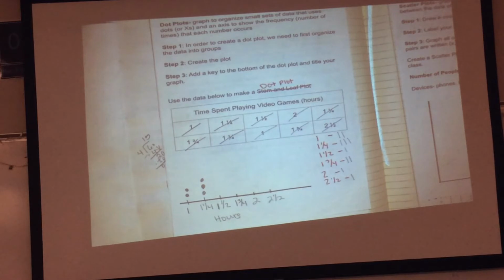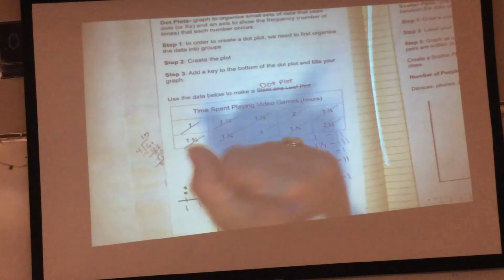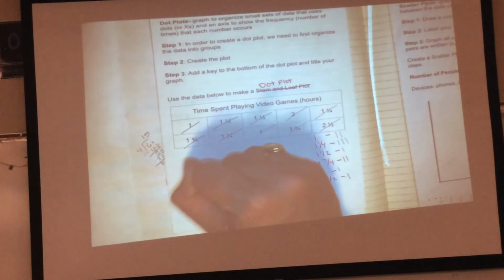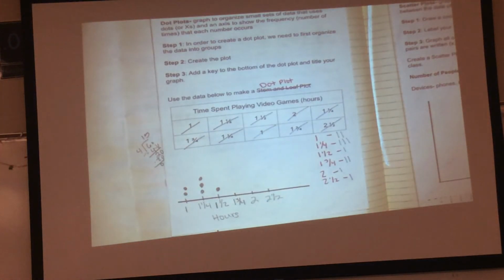Use the pink sharpener, please. Tyler, use the pink sharpener when I'm recording, please.